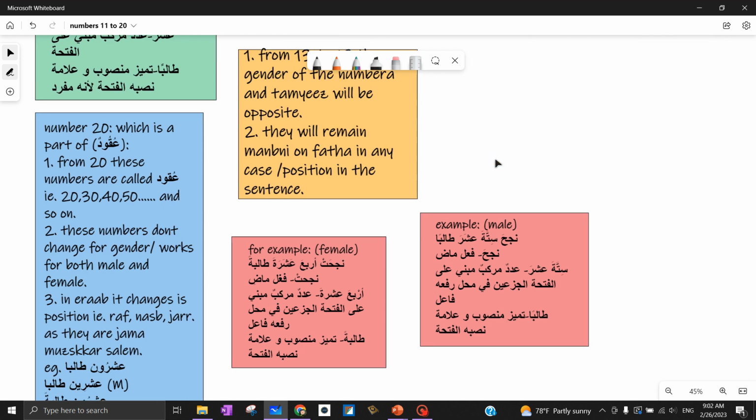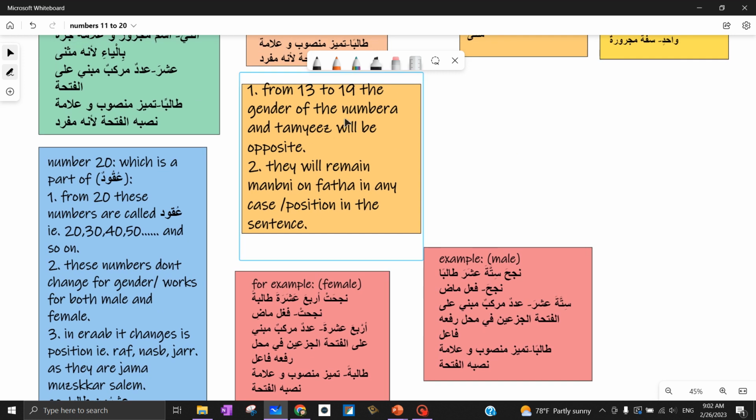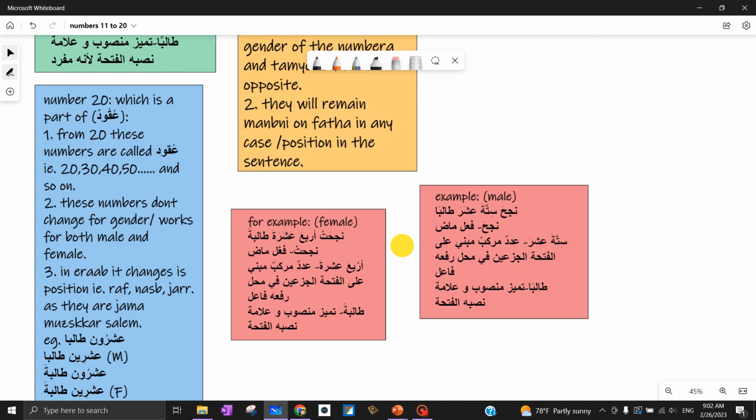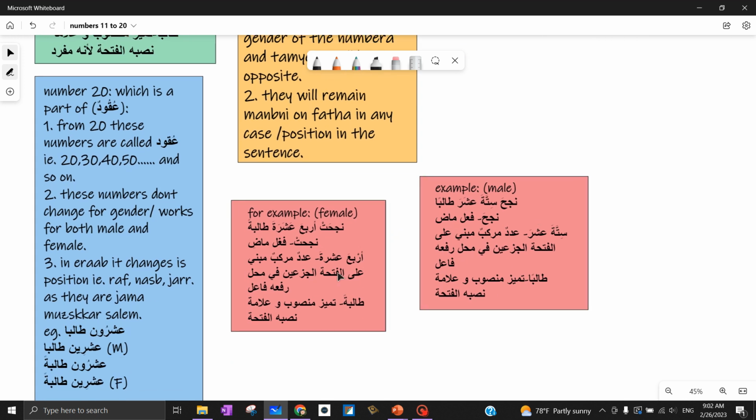So simple. There are only 2 points to remember from 13 to 19: that the gender will be opposite now, and the haraka will remain mabni on fatha, whether it is in fail case, or it is in maful bihi case, or it is in ism majroor case. Now, I have given you an example for a male and a female.